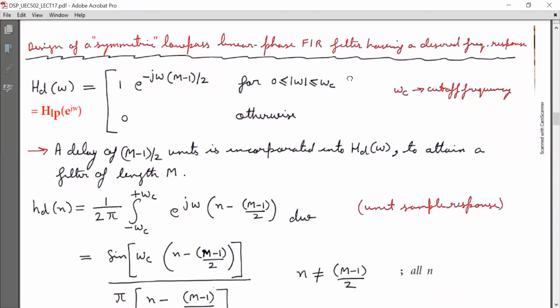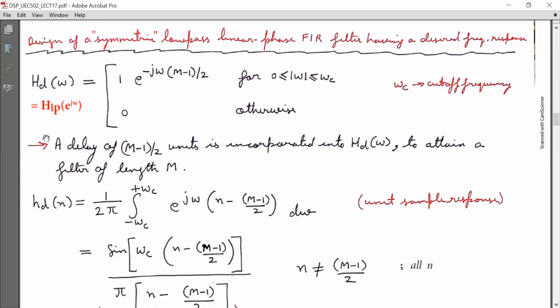The next article is important because we are now going to design the FIR filters, that is, design of a symmetric low pass linear phase FIR filter having a desired frequency response. It is represented as H_LP(e^jω) in the frequency domain, which is equal to H_D(ω), that is the desired response. And we have done that.